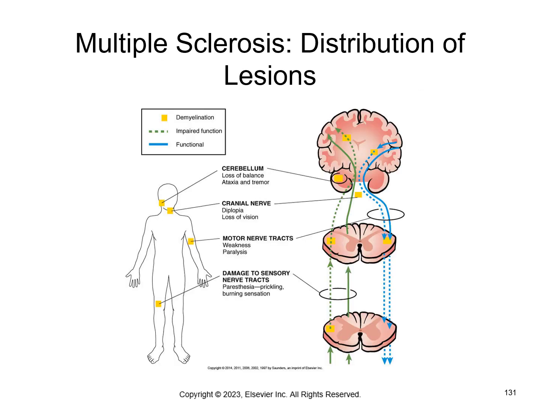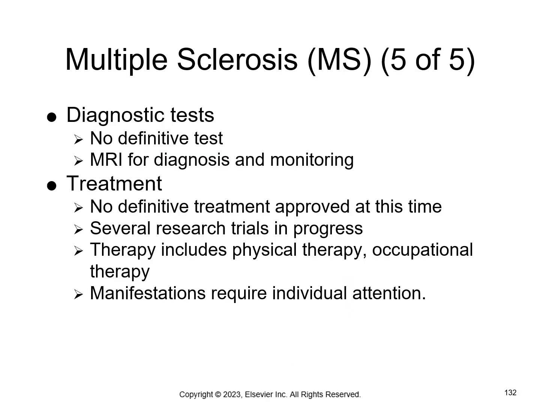This is on page 373 and it shows the distribution of the lesions. So to diagnose, there's not a definitive test, but we will do an MRI to diagnose and to monitor. We'll do continuous MRIs to monitor the progression of the disease. There's no definitive treatment at this time as well. There's lots of different research trials in progress, but we're gonna do therapy like physical therapy, occupational therapy, and then we're gonna focus on the signs and symptoms that require individual attention.